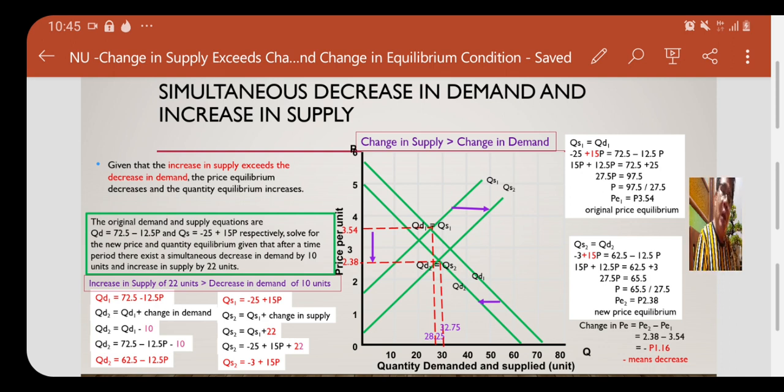So, just the same way how the price equilibrium was computed in the past explained slides, our original price equilibrium is 3.54 because we used the same original equations.